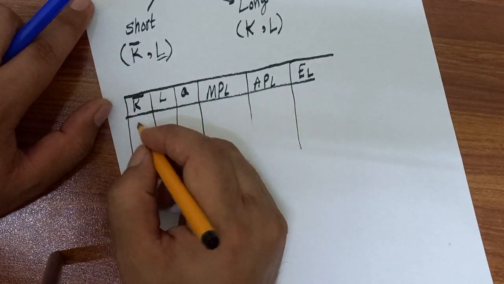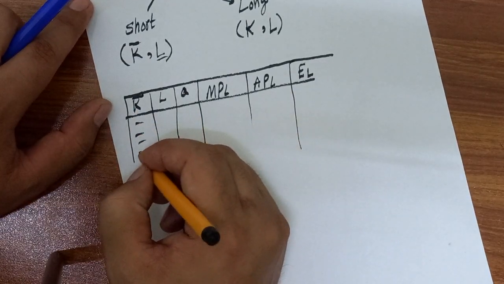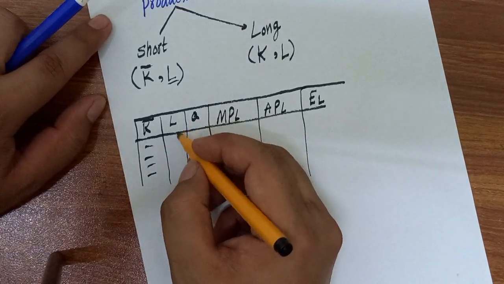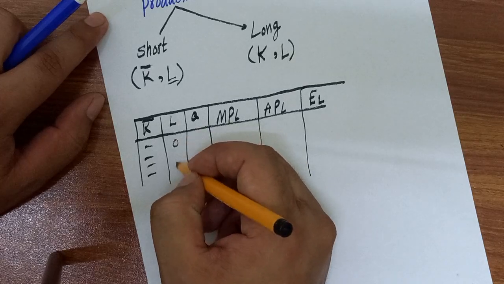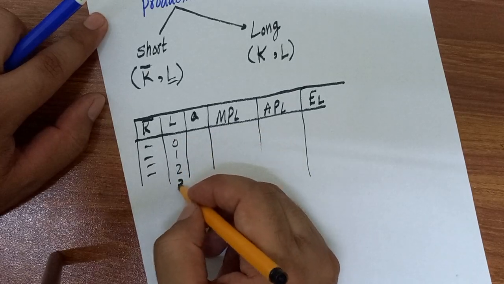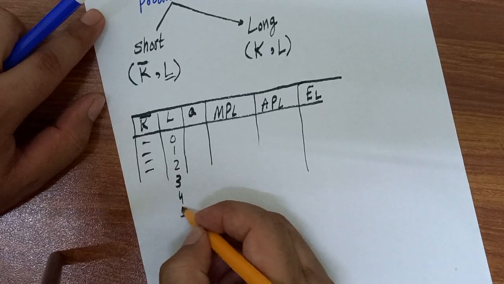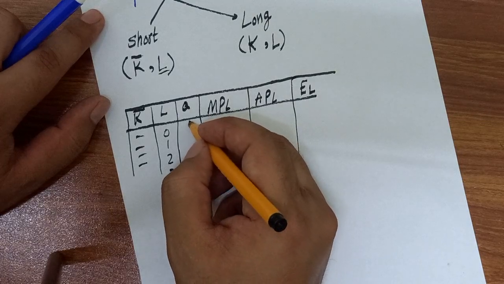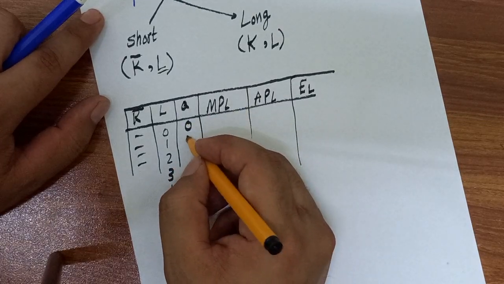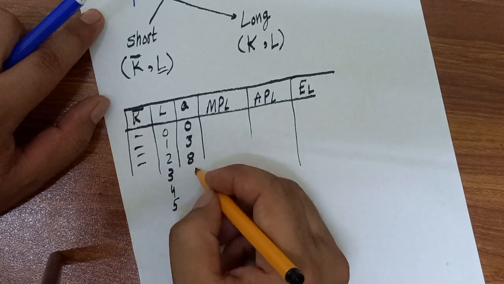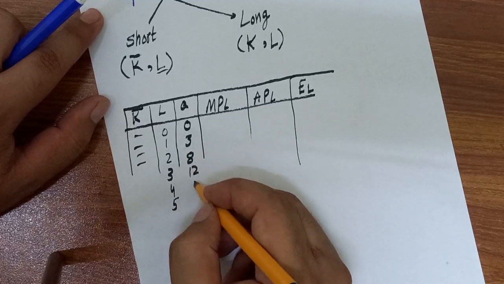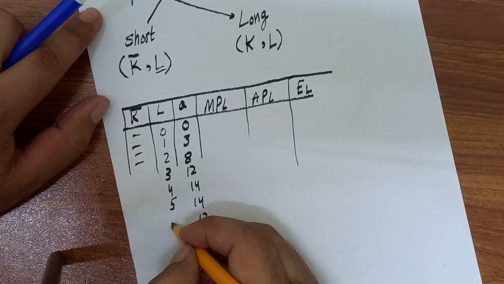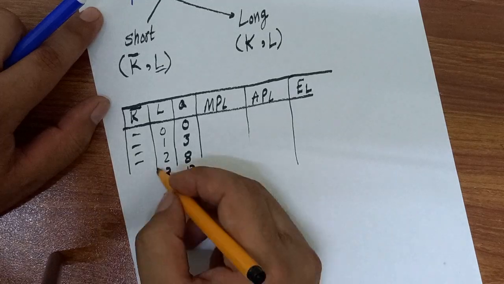So here the K is constant. What will you have for K? It will be constant throughout. So we will have variable, let's say 0 labor, 1, 2, 3, 4 and 5. We have quantity, the quantity will be also given: 0, 3, 8, 12, 14, 14, 12, and we have 6 here.